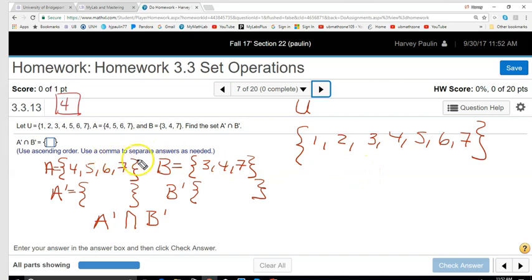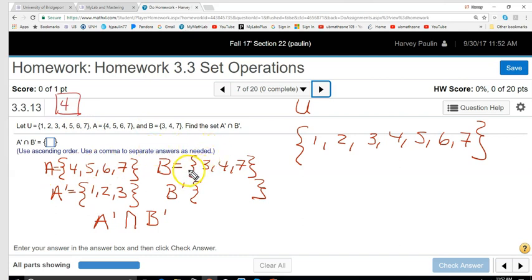Okay, now what you need to do is decide what is A complement compared to the universe. Well, in A we have 4, 5, 6, 7. So 4, 5, 6, 7. So the complement is going to be 1, 2, 3. So A complement is 1, 2, 3. That is, those members in the universe that are not in set A.